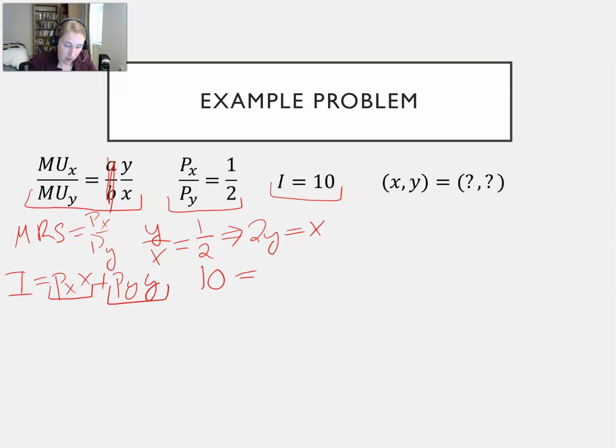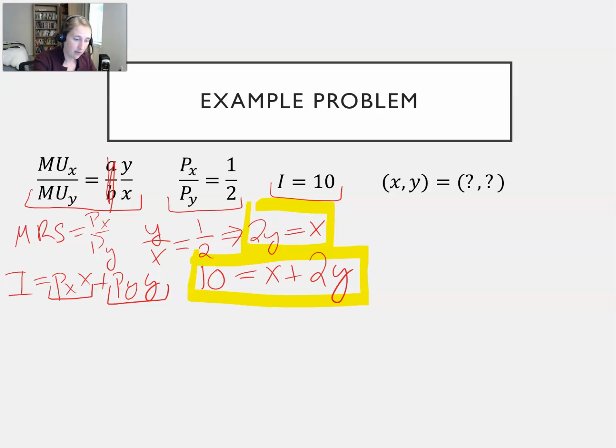All right, so I can use this expression, and so I have 10 equals px, so the price of x was 1, so that's just x, plus py y, and the price of y was 2, so 2y. So now I have a system of two equations and two unknowns, right? And now I just have to solve the puppy.